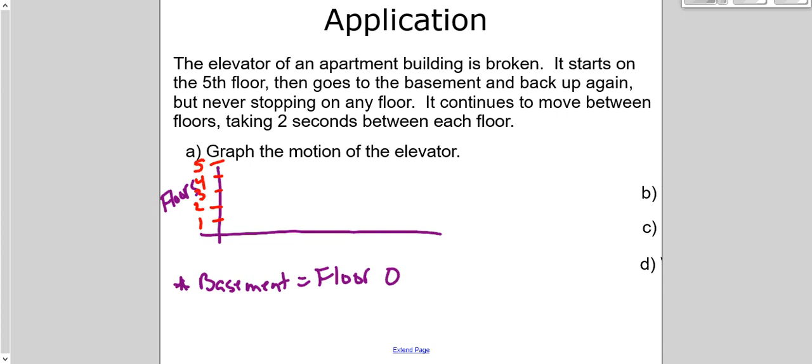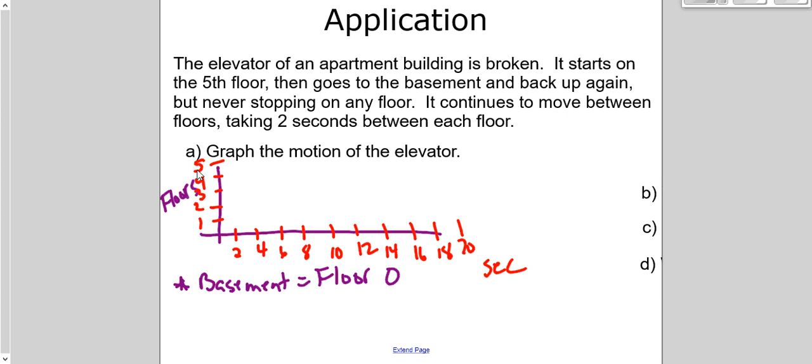And then it takes 2 seconds between each floor. So 2, 4, 6, 8, 10, 12, 14, 16, 18, 20. Okay, and this is in seconds.